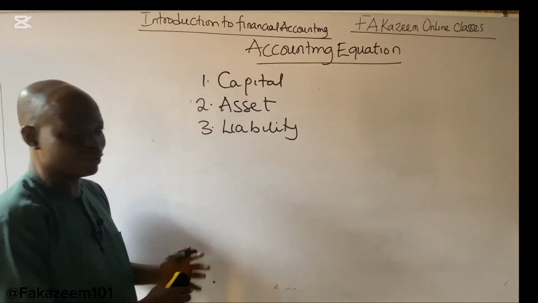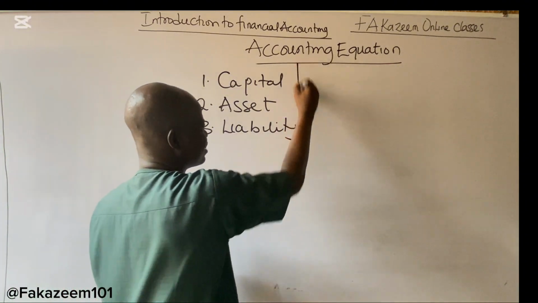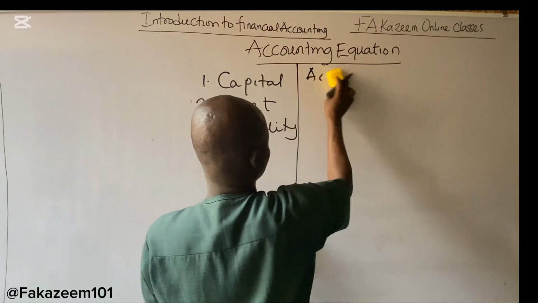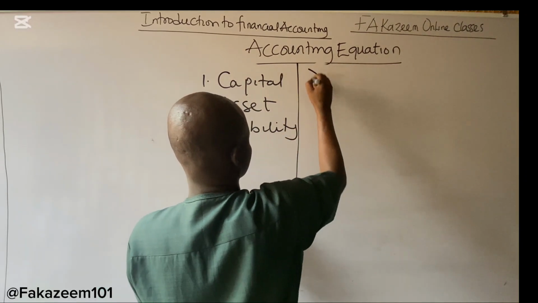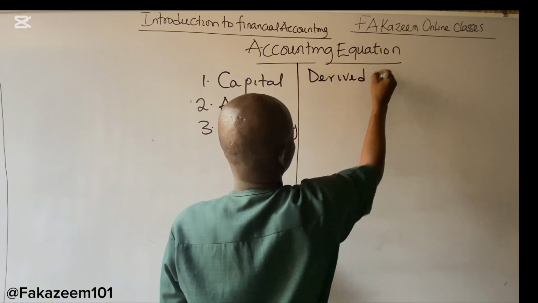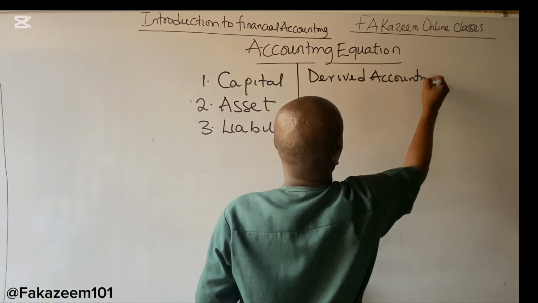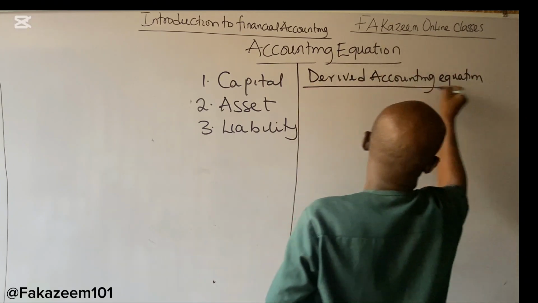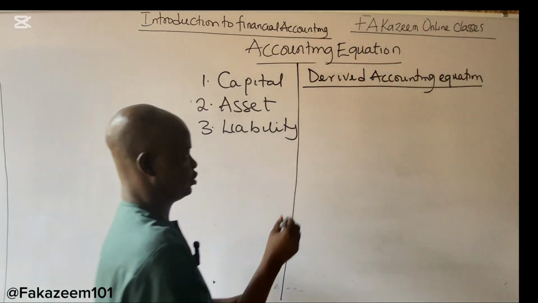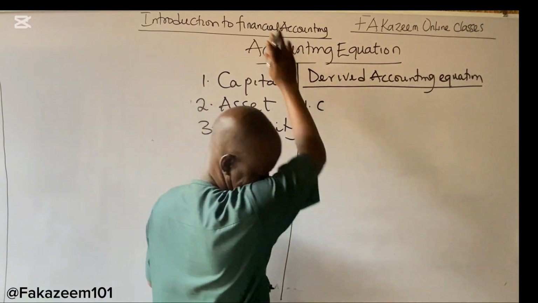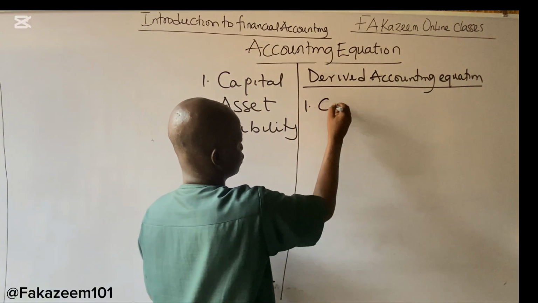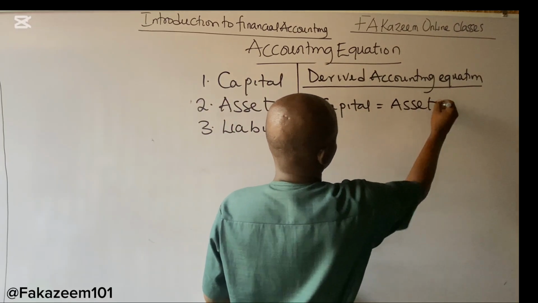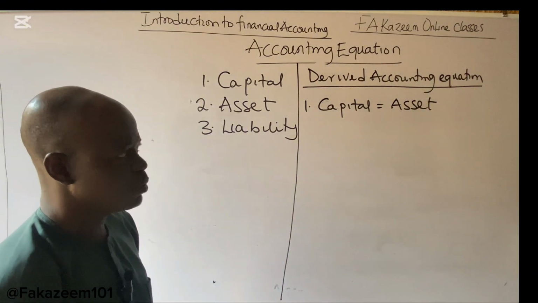Now, from these three terminologies, equations are derived. We want to derive the accounting equation. The first equation is saying capital equals asset. What do they mean by this?